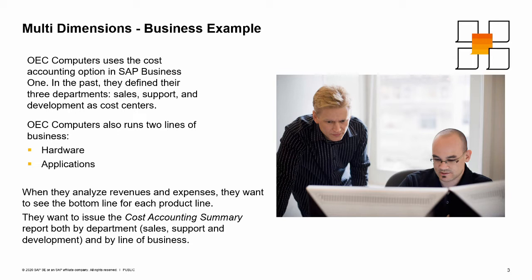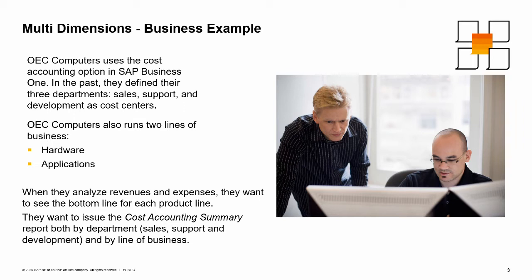In the past, they defined their three departments, sales, support, and development, as cost centers. Now, while discussing the products OEC Computers sell, the CEO tells you that they want to analyze revenues and expenses by the two lines of business they run, hardware and applications. They want to see the bottom line for each product line. The accountant claims that a better analytic view will be according to departments. That is sales, support, and development.